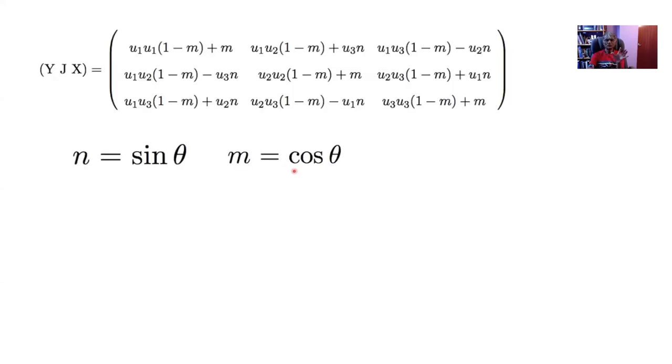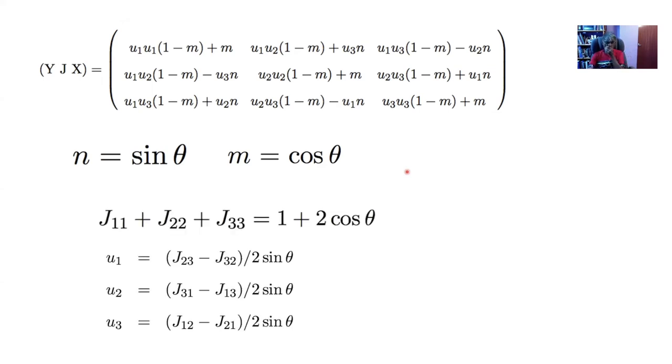And a general rotation matrix, if you know the axis of rotation and the angle of rotation, is this, where u1, u2, u3 are the components of your axis of rotation. Theta is the right-hand angle of rotation. So m is cos theta, n is sine theta, and this is a general matrix in which you can plug in any value of theta and any rotation axis, and you will get your rotation matrix immediately.